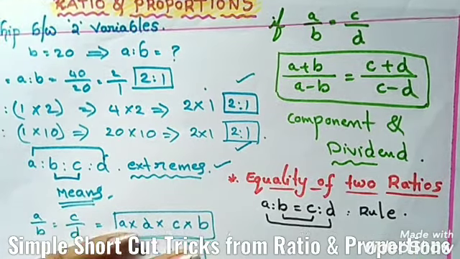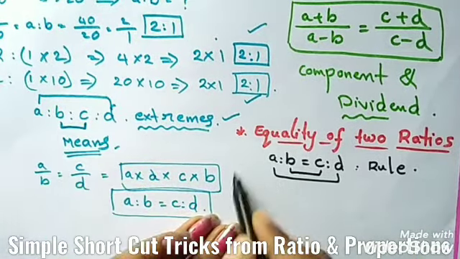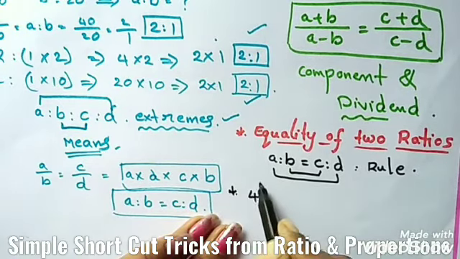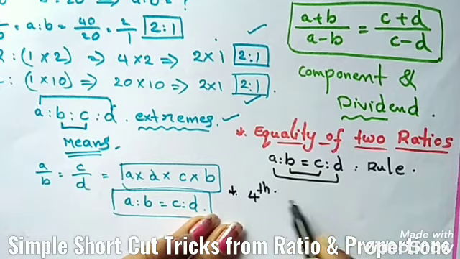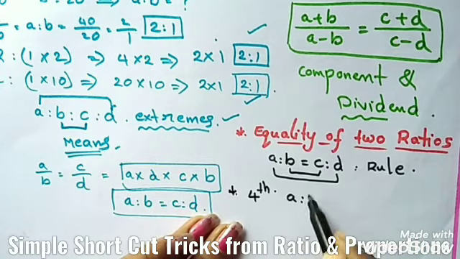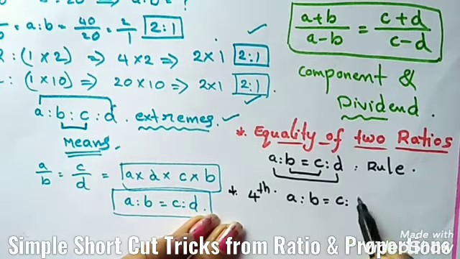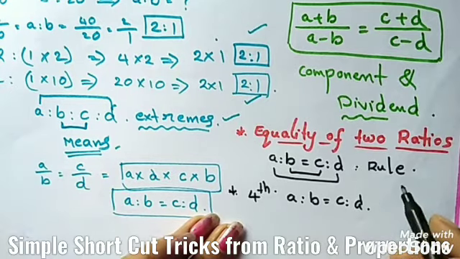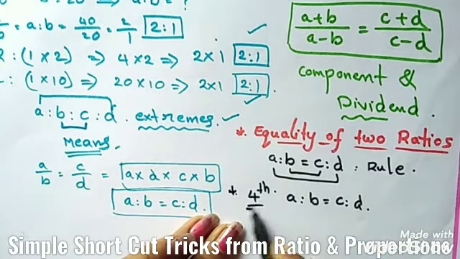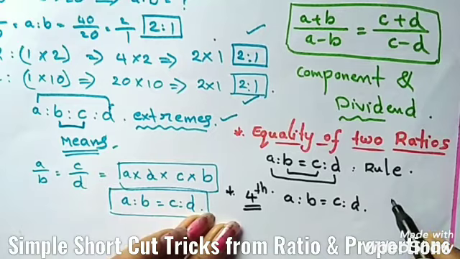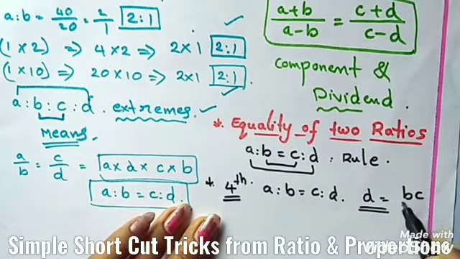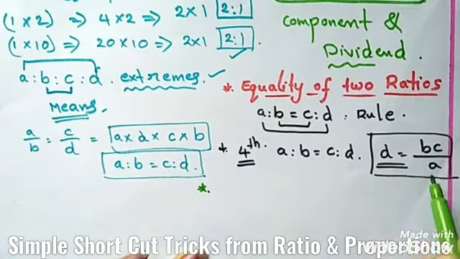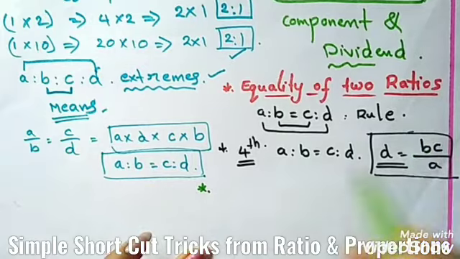Here students, you have to find the fourth proportion or the quaternary proportion. If a is to b is equal to c is to d, then you have to find the fourth proportion. Fourth means the quaternary one, so here you have to find the d value. Here is the formula: d is equal to bc by a. This is the main formula.